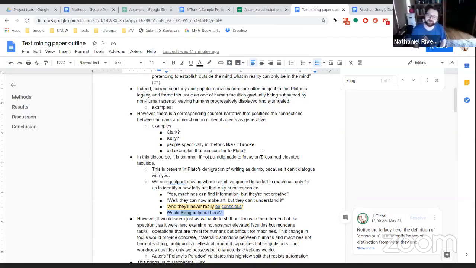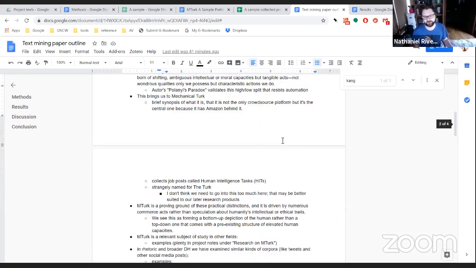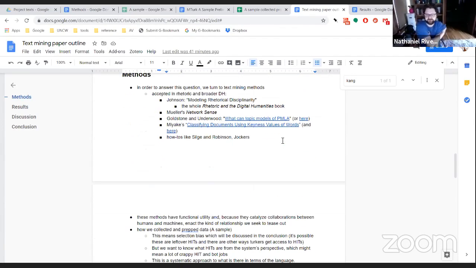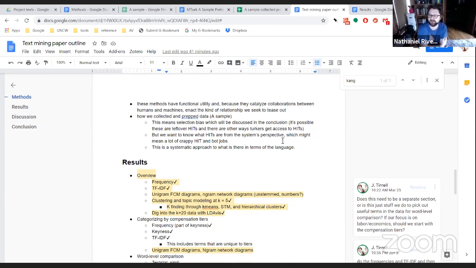But I think what's useful about Kang is not just doing our homework, but also what his history indicates, which performs how this line keeps shifting relative to the technological capacities of that moment. Yeah.